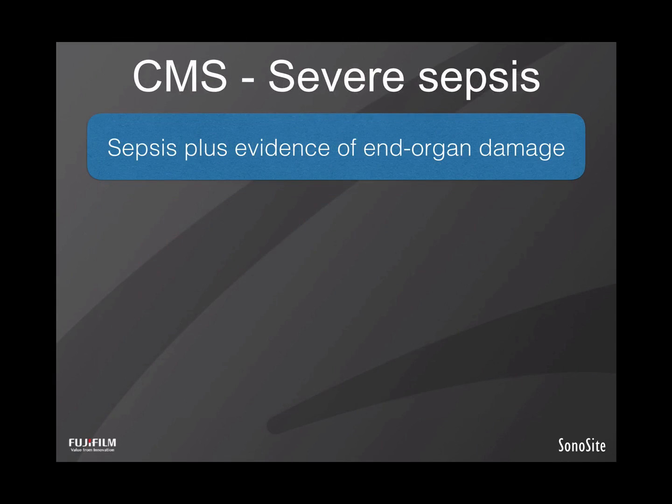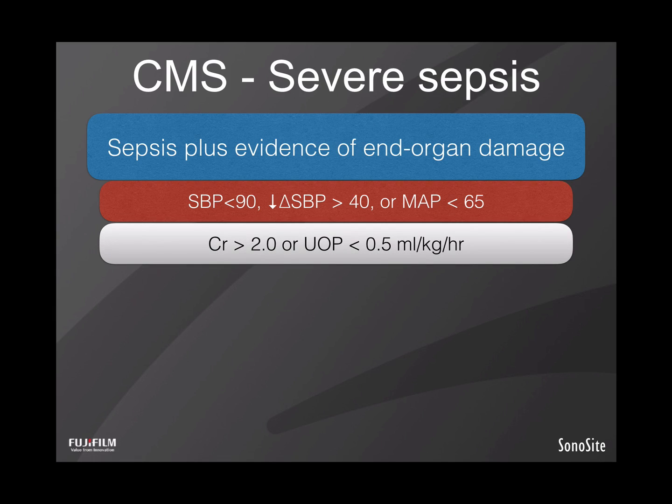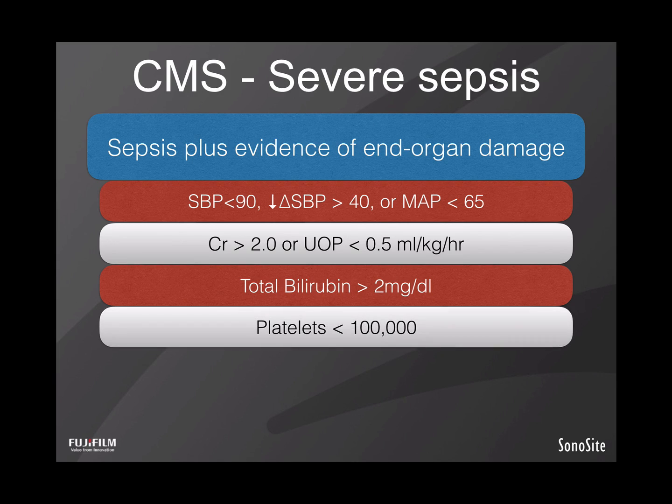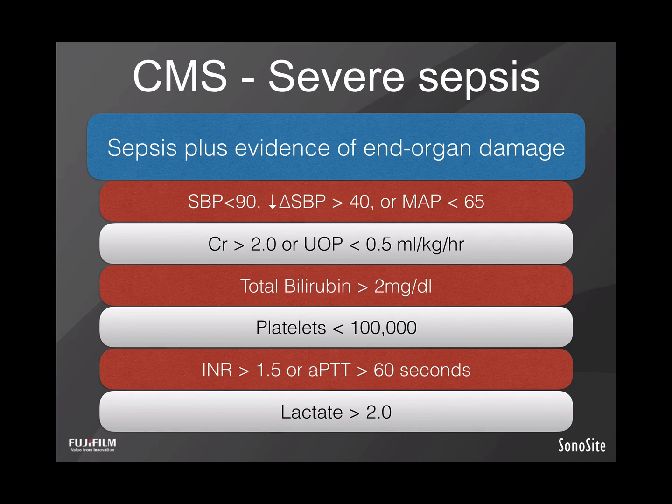So how does CMS define end organ damage or dysfunction? If patients are hypotensive with a systolic blood pressure less than 90, a relative drop in their normal systolic of greater than 40, or a MAP of less than 65, if there's evidence of acute kidney injury or azotemia, if there's hepatic dysfunction or hemolysis with a T-bili greater than 2, or if there's hematologic or coagulation dysfunction with platelets under 100,000, an INR greater than 1.5, or an activated PTT greater than 60 seconds. If the lactate is also greater than 2.0, then they meet severe sepsis criteria. Many of you may be wondering what to do with patients that have these abnormalities at baseline. We will cover that later in the talk.